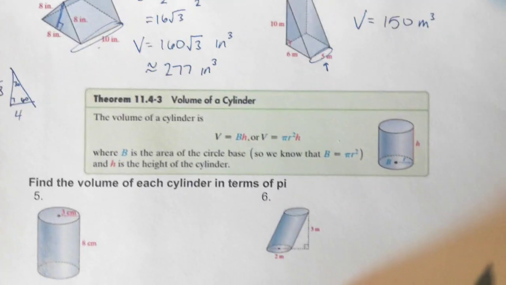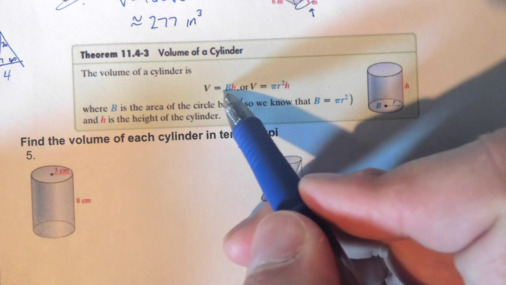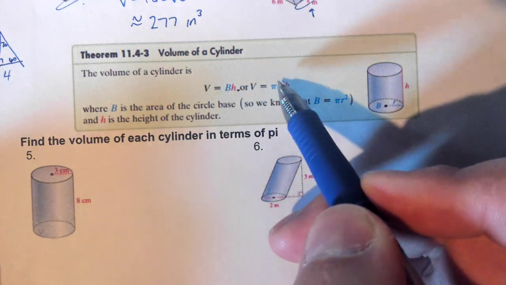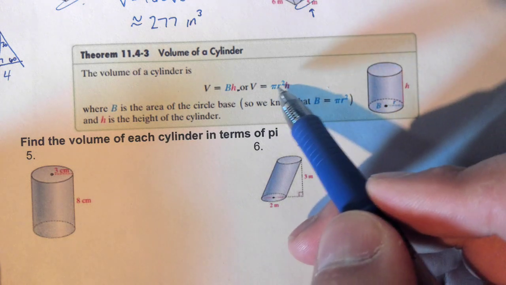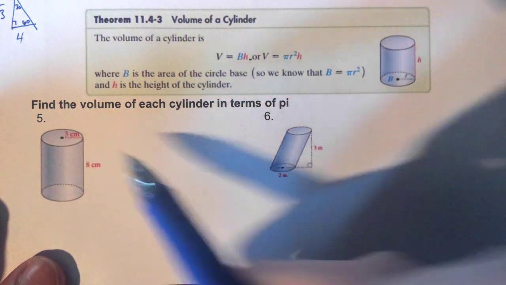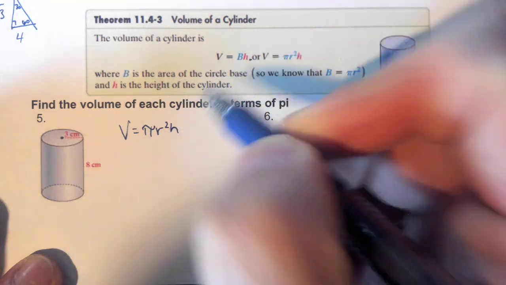Pretty easy section, really. The volume of a cylinder, again, is base times the height. The area of the base is a circle, so it's easier kind of to remember pi r squared times the height. So you're going to take the radius, square it, multiply it by the height, add a pi to it. Pretty simple. Okay, so the volume is pi r squared h.